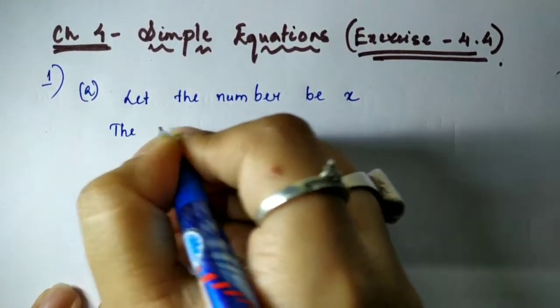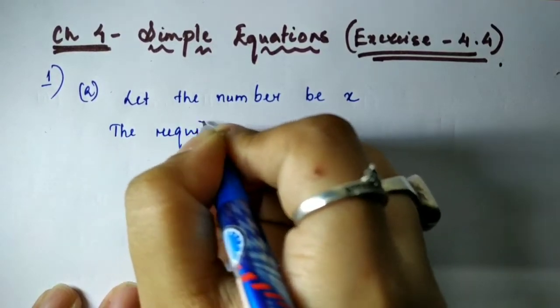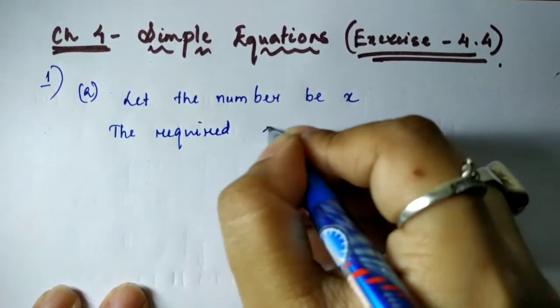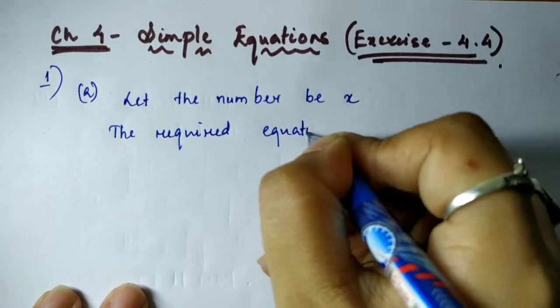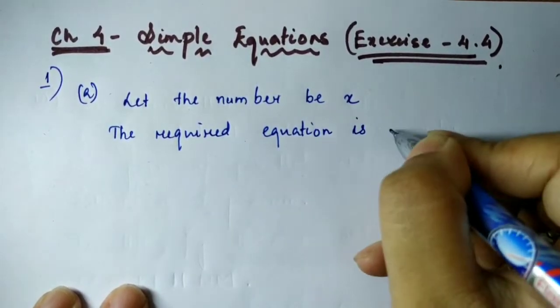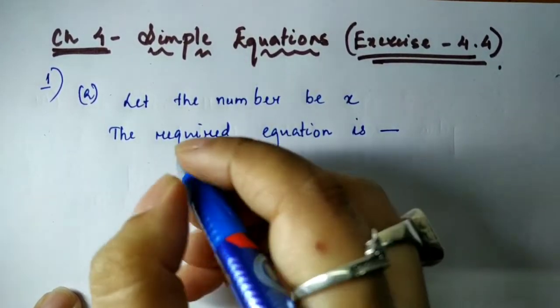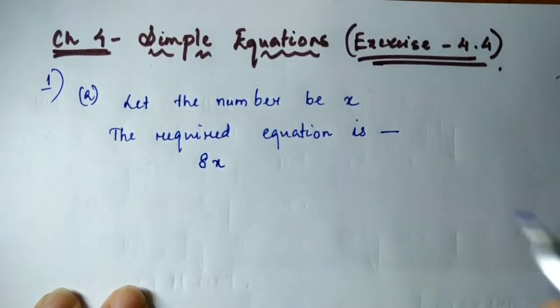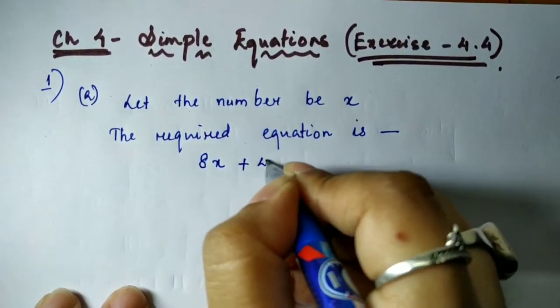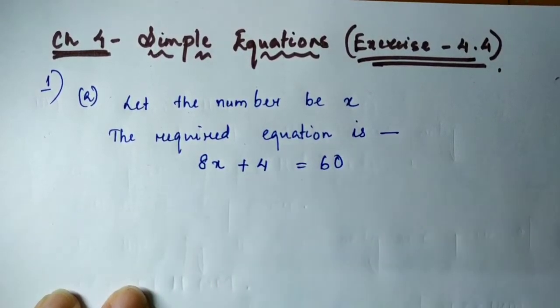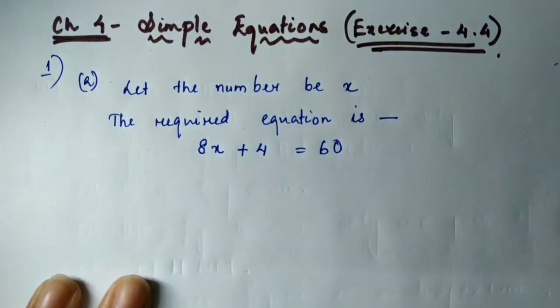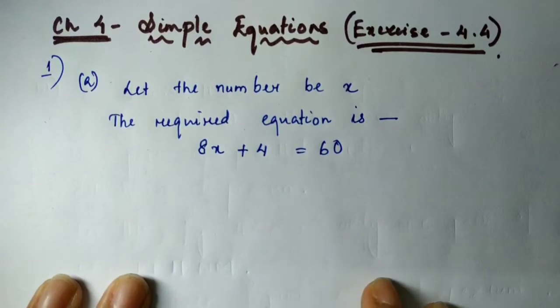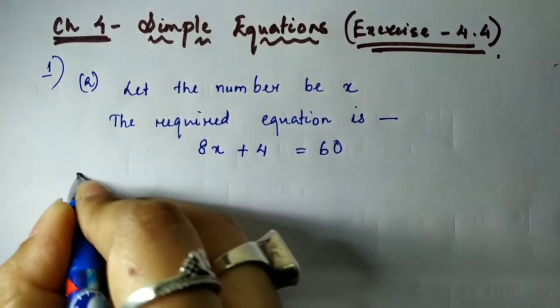Now it is given, add 4 to 8 times a number, you get 60. So for the required equation, there are two steps. First I have to write down the equation, then solve it. So the required equation is, what will it be? 4 to 8 times a number. 8 times a number is 8x, plus 4, and we get how much? 60. So this is my equation. Now I have to solve the equation to find out the number.